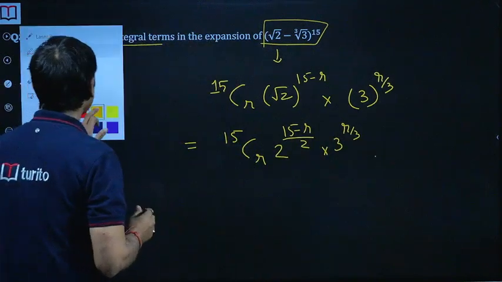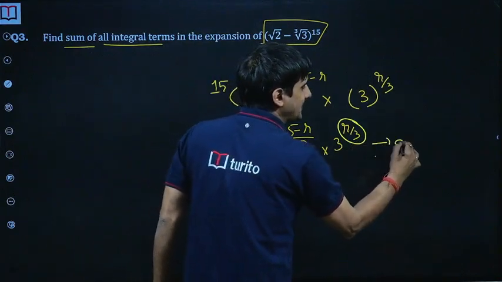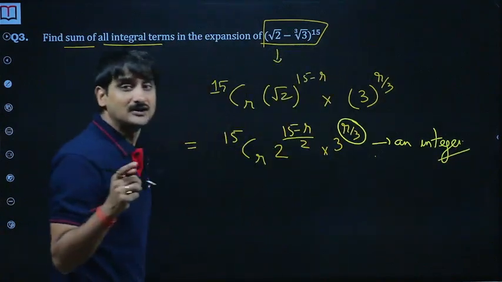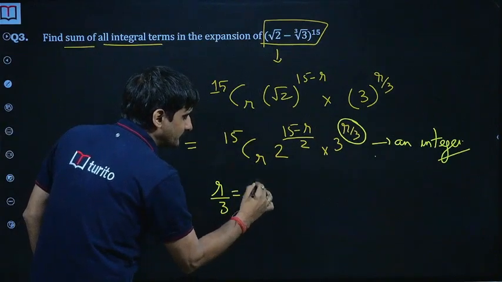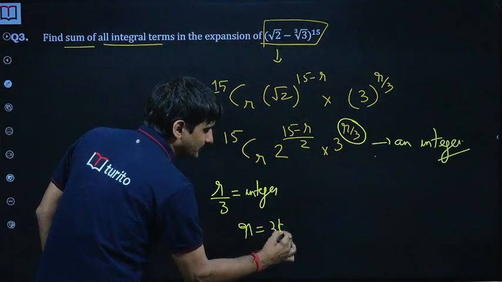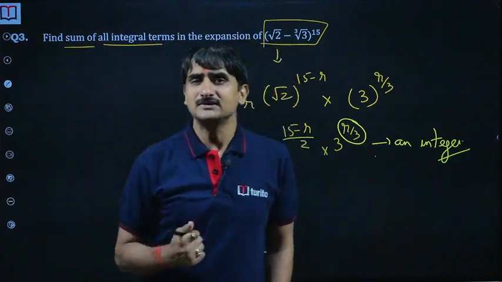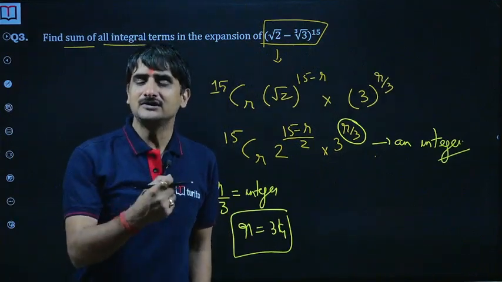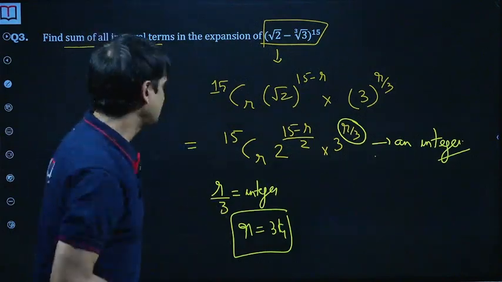Now see, if this term is to be an integral term, which means this has to be an integer, then the power of 3 should be an integer, so r by 3 should be an integer. So when will that be an integer? When r is a multiple of 3. When we say it's a multiple of 3, it means the numbers which occur in its table, starting from 0 of course: 3 into 0, 3 into 1, 3 into 2, 3 into 3.